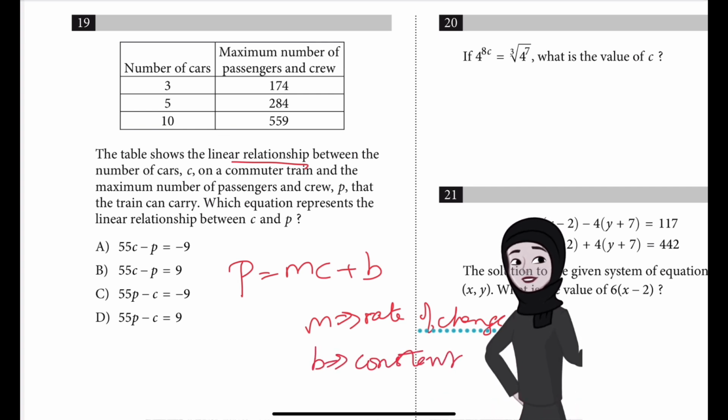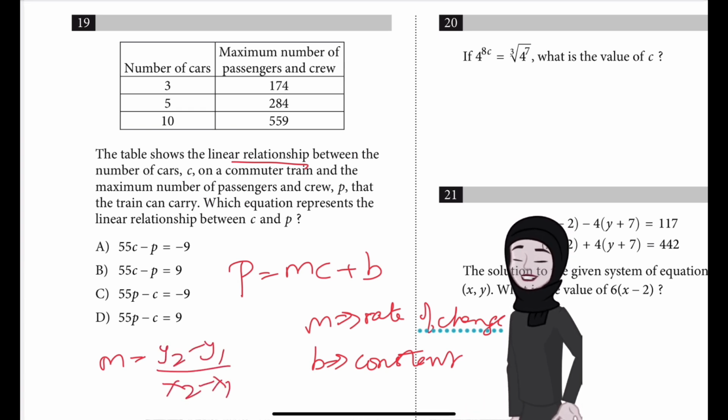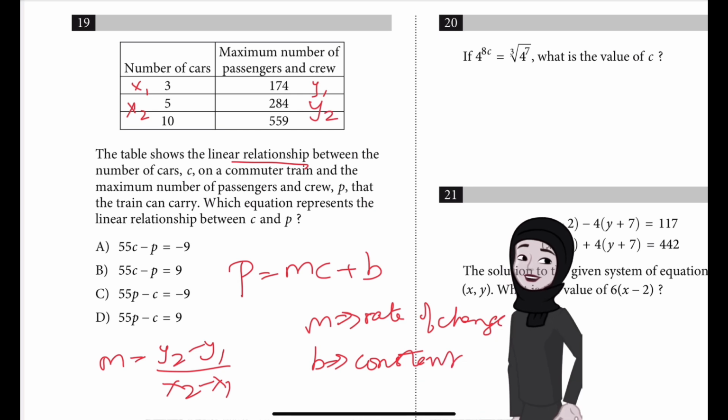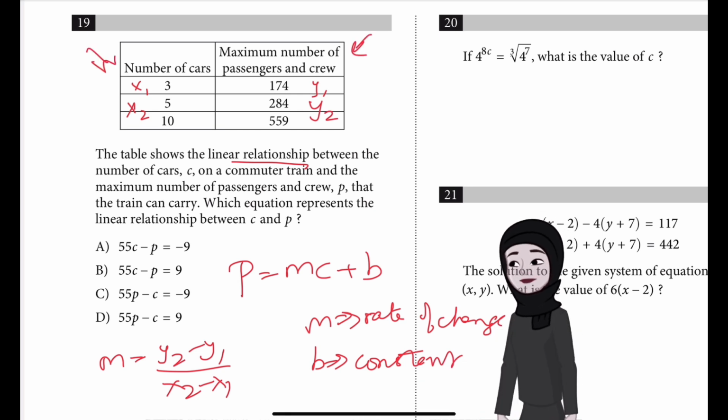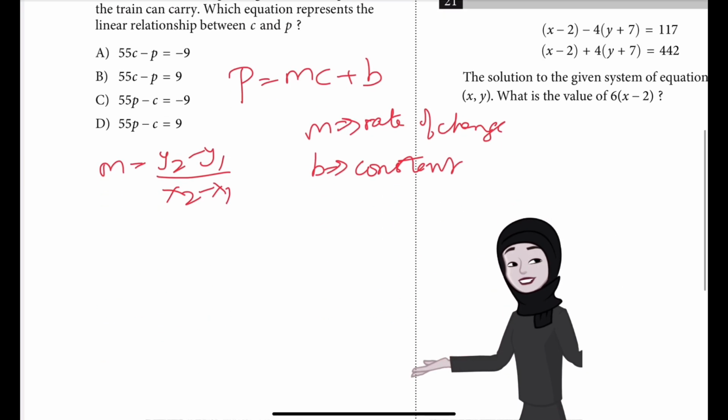b is a constant. The rate of change of P in this relationship can be calculated by dividing the difference in any two values of P by the difference in the corresponding values of C. So in other words, just like for slope, we use y2 minus y1 divided by x2 minus x1, that is the slope formula. Here these are our x values. Let's say this one is x1 y1, this one is x2 y2. In other words, we will take the difference of any two values of P and we will divide it by the difference in the corresponding values of C.